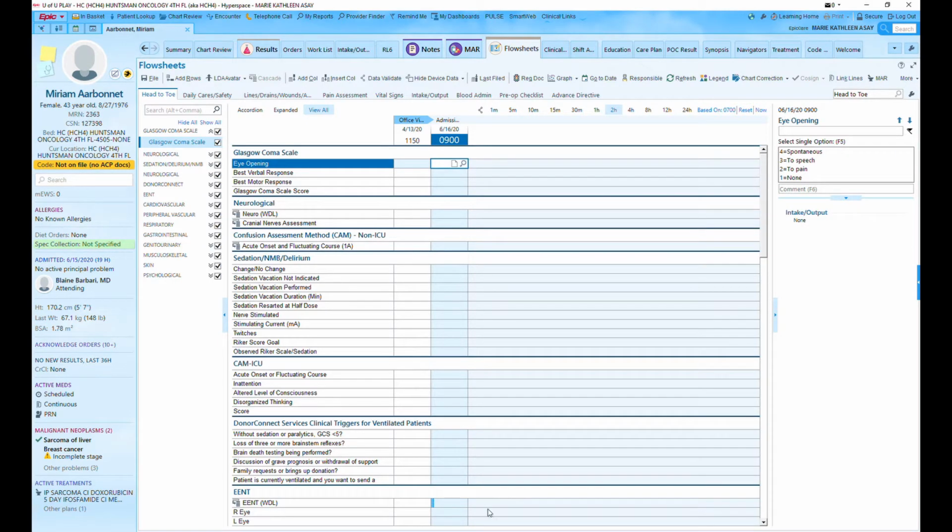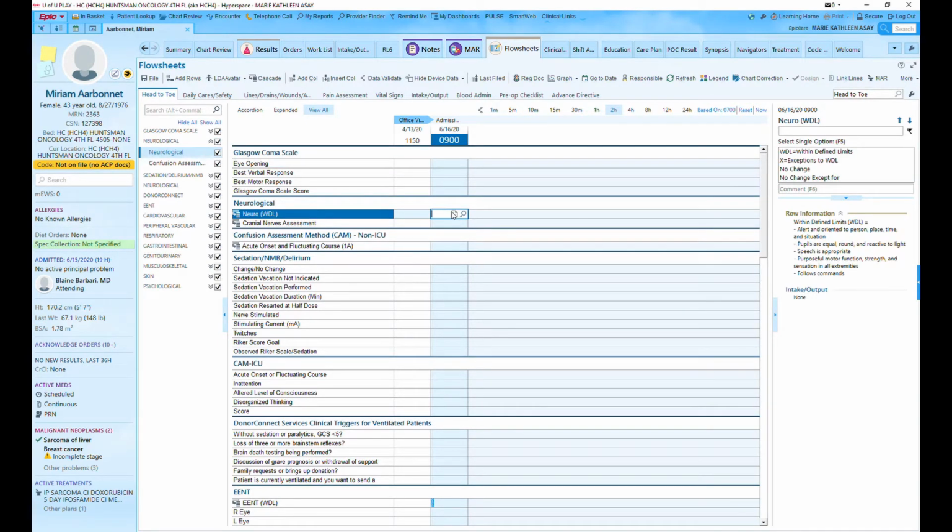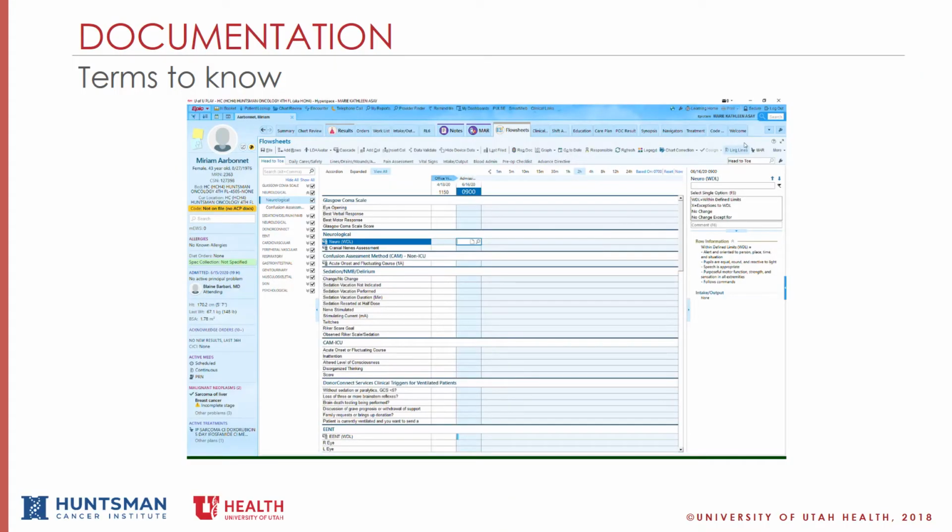So you can see here, you're going to go to your box. And when you review over on the right-hand side, what we're circling here, this is your within defined limits definition. If your patient meets that criteria, you can chart within defined limits. If they do not meet that criteria, you only chart what does not fall within the defined limits.